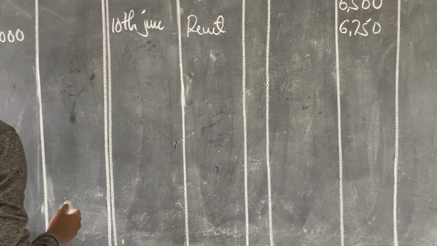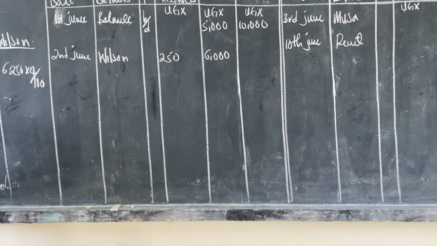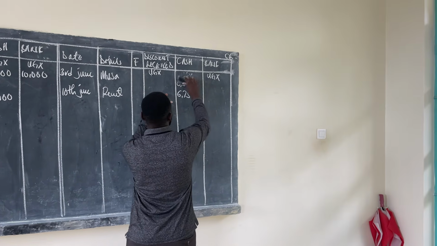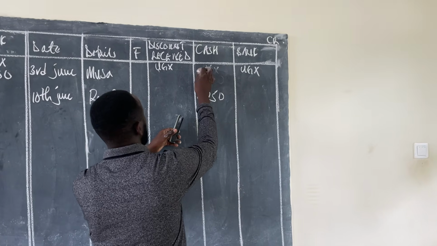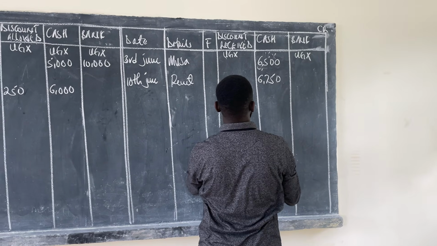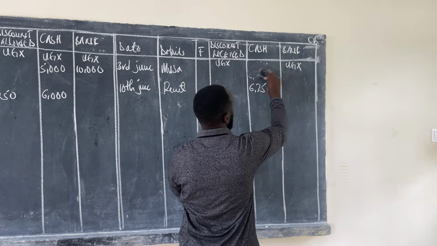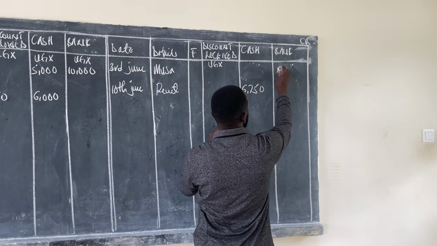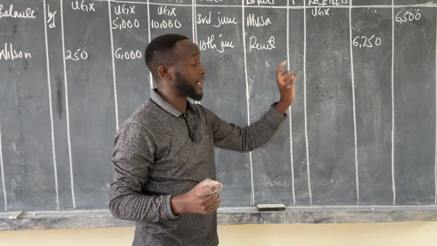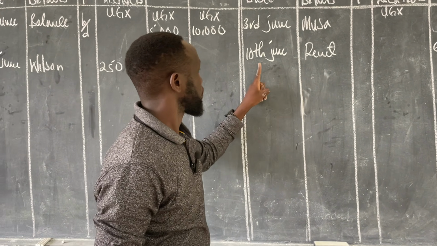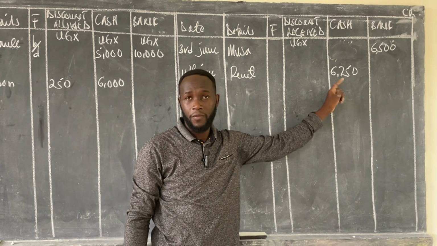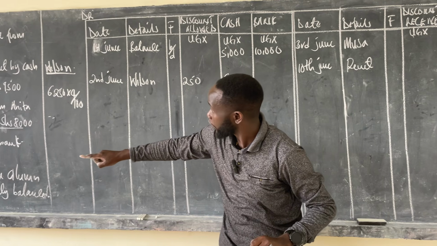When you look at this, 3rd June, Musa, make sure this one corresponds well. Musa is 6,500. It's by check. By check, eh? Yes. Thank you. So if it is by check, you put it under bank. If it is by cash, you put it under cash. So on 10th June, rent, we paid rent worth 6,750. Which other date? From 10th?